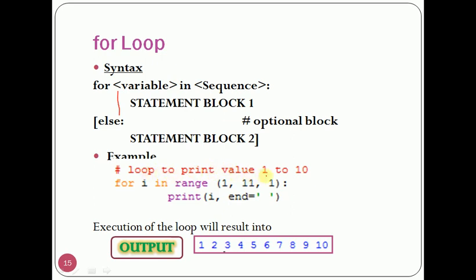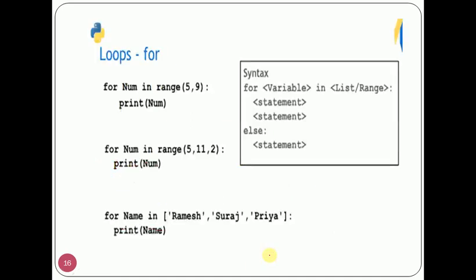Loop for printing 1 to 10. So for i in range(1, 11, 1). It starts from 1. 1 is displayed. Now after displaying this, it becomes 2. 2 is also displayed, like that it reaches 10. 10 is displayed, then it turns to 11. At that time it stops the loop. So this will be the output of this for loop. It's very simple. Then let's see some more examples.